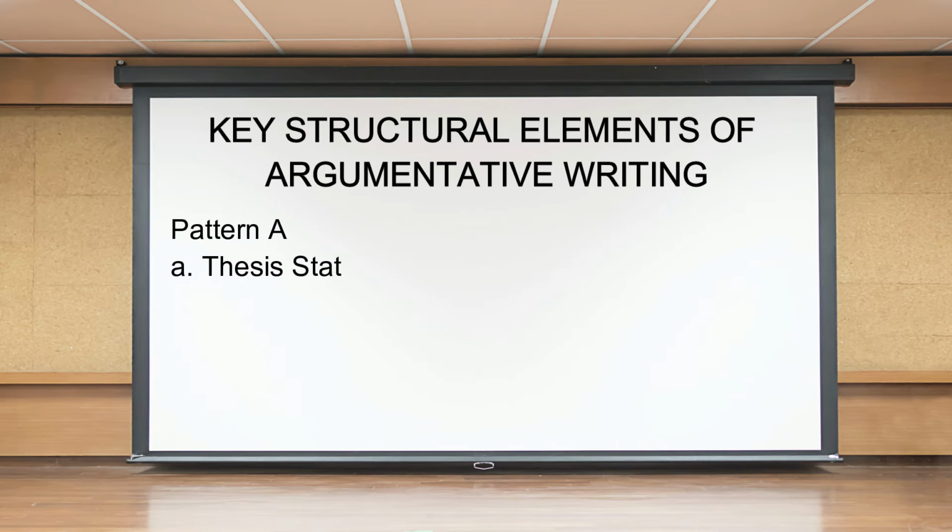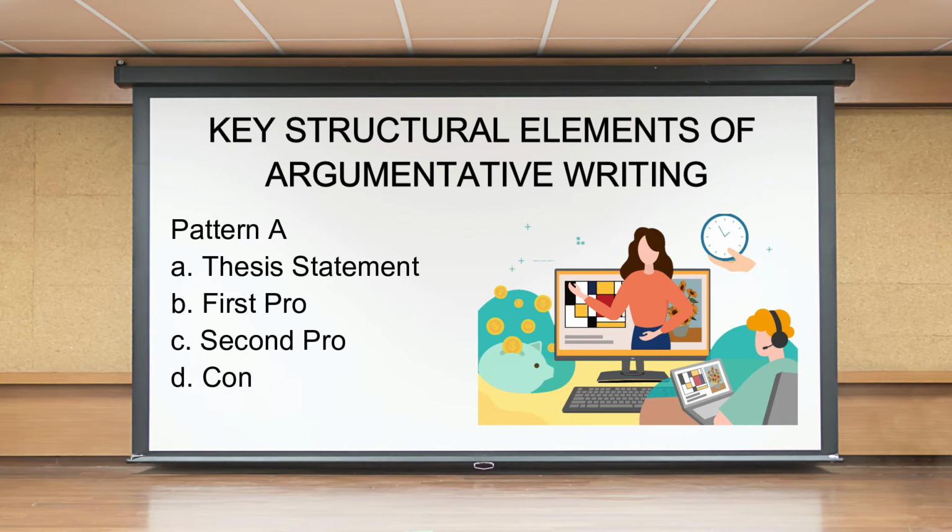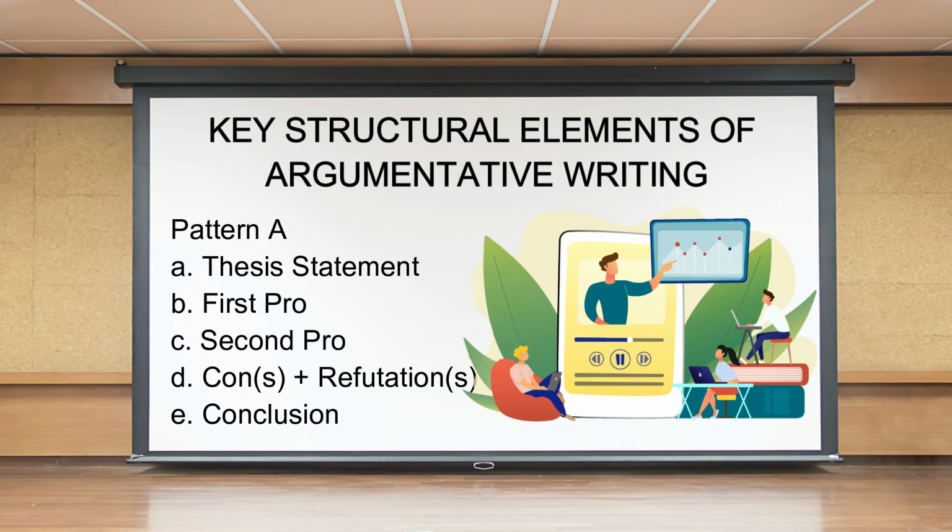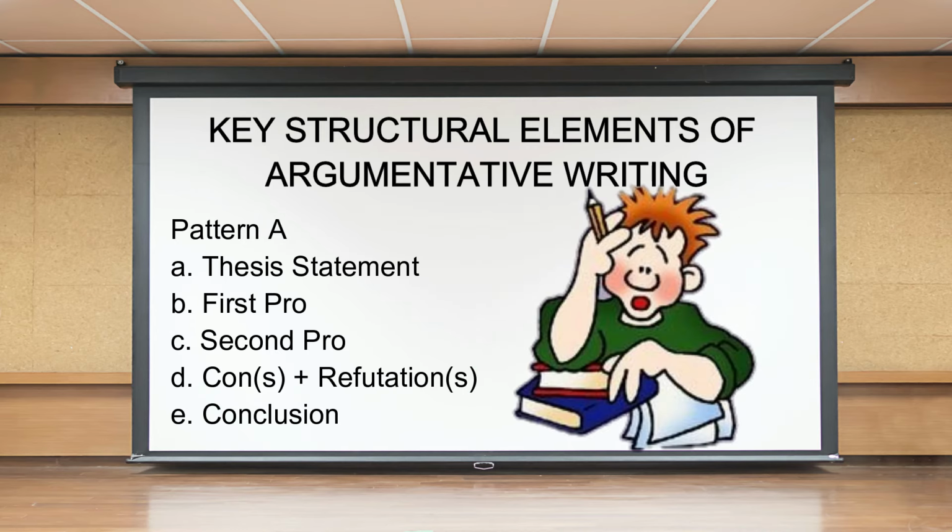In Pattern A, the thesis statement about the issue is presented in the topic sentence. It is followed by the first set of pros relative to the thesis statement. Then, the second set of pros is also presented to further support and strengthen the claim regarding the thesis statement. It is followed by the presentation of the cons and refutations. Lastly, a conclusion that summarizes the ideas presented in the essay and highlights the benefit of the thesis statement is presented to the readers.